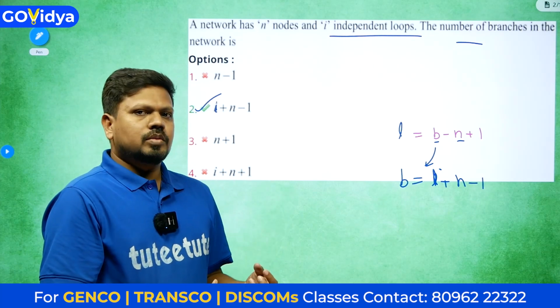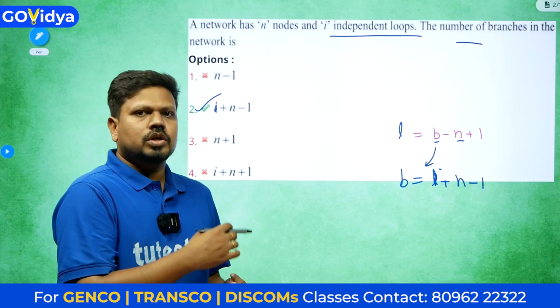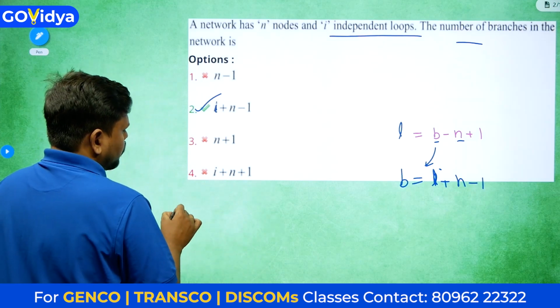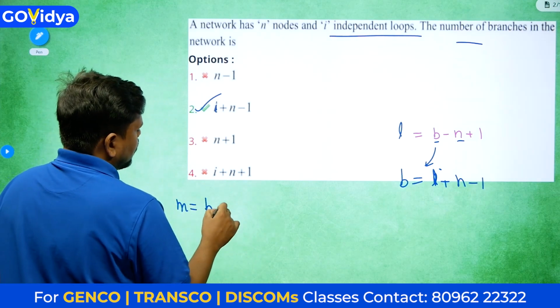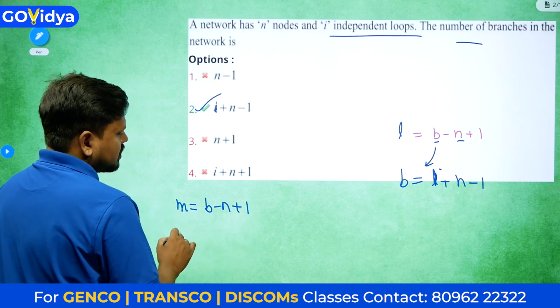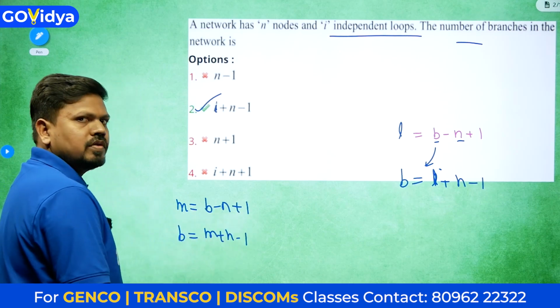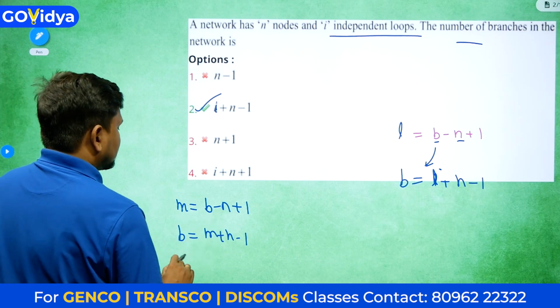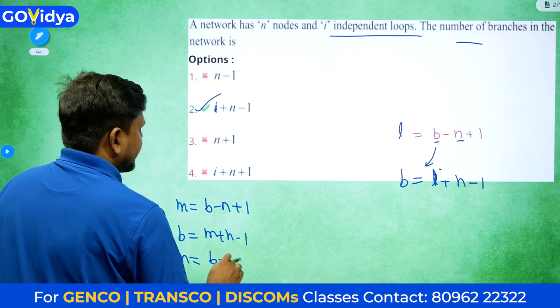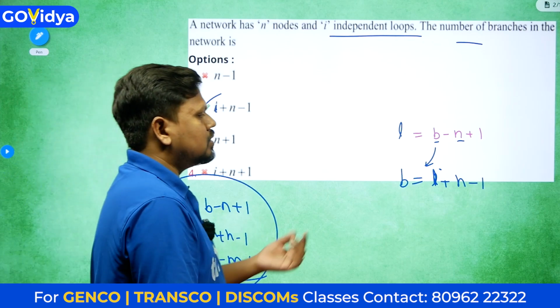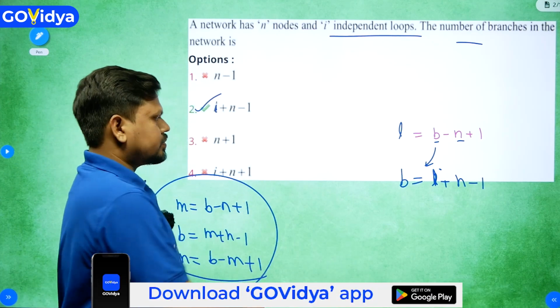So in many examinations like RRB, SSC, this kind of question will definitely be there. We need to remember this: M equals B minus N plus 1, otherwise B equals M plus N minus 1. The same equation we can modify like this. Otherwise N equals B minus M plus 1. According to any one of the equations, we can get this answer.